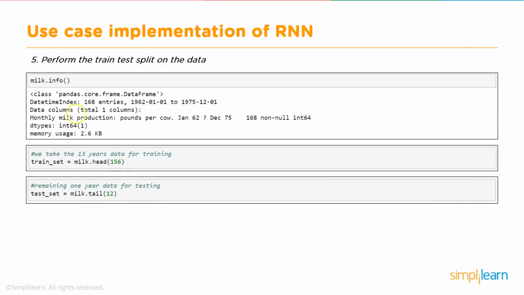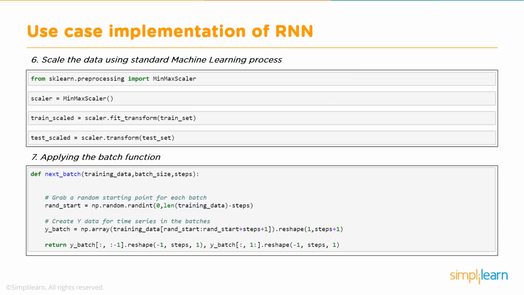Okay. So that's what we are doing here. 156 is nothing but 12 into 13. On a monthly basis, we get the data. The next step is to scale the data. This is all regular data manipulation, data munching activity. And then you split it. You are basically assigning the train and test data to the scaled variables.